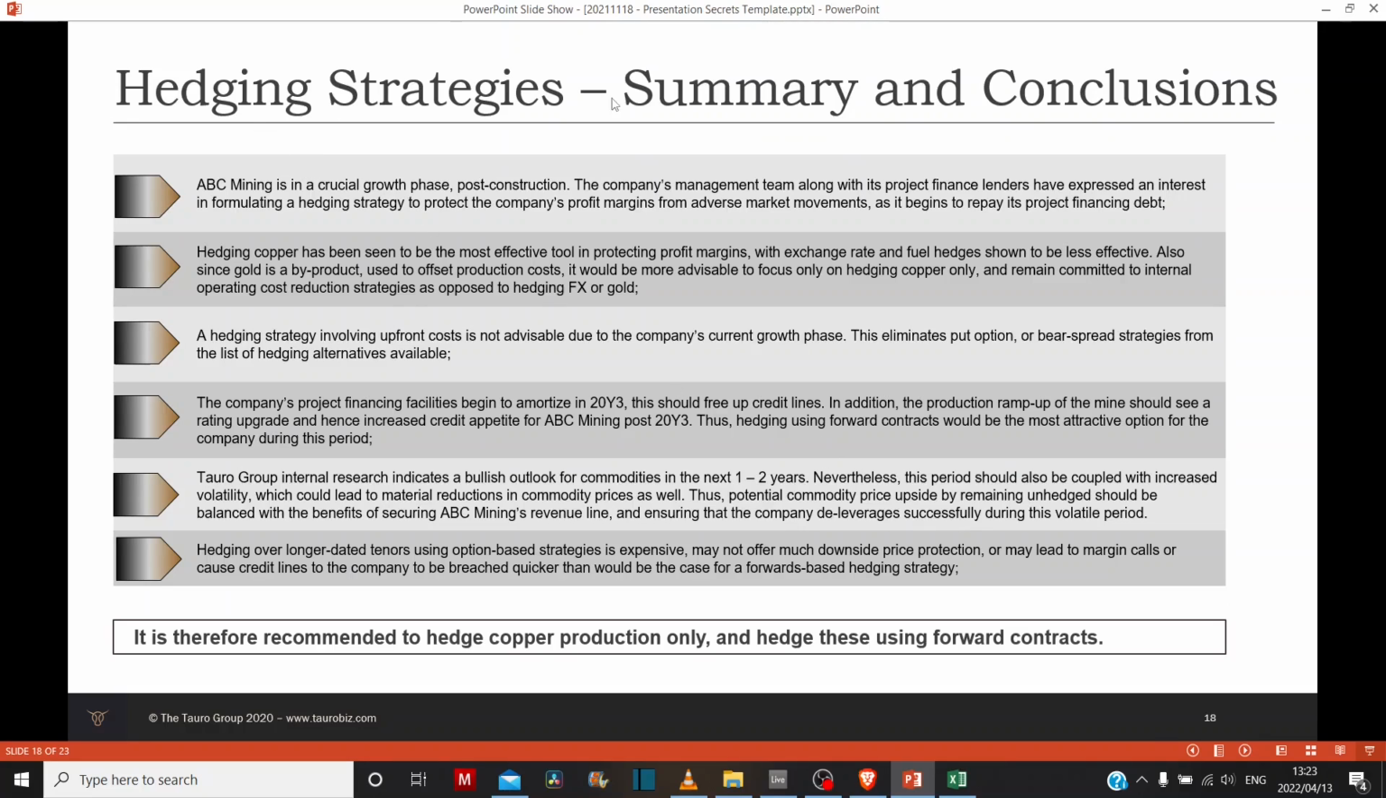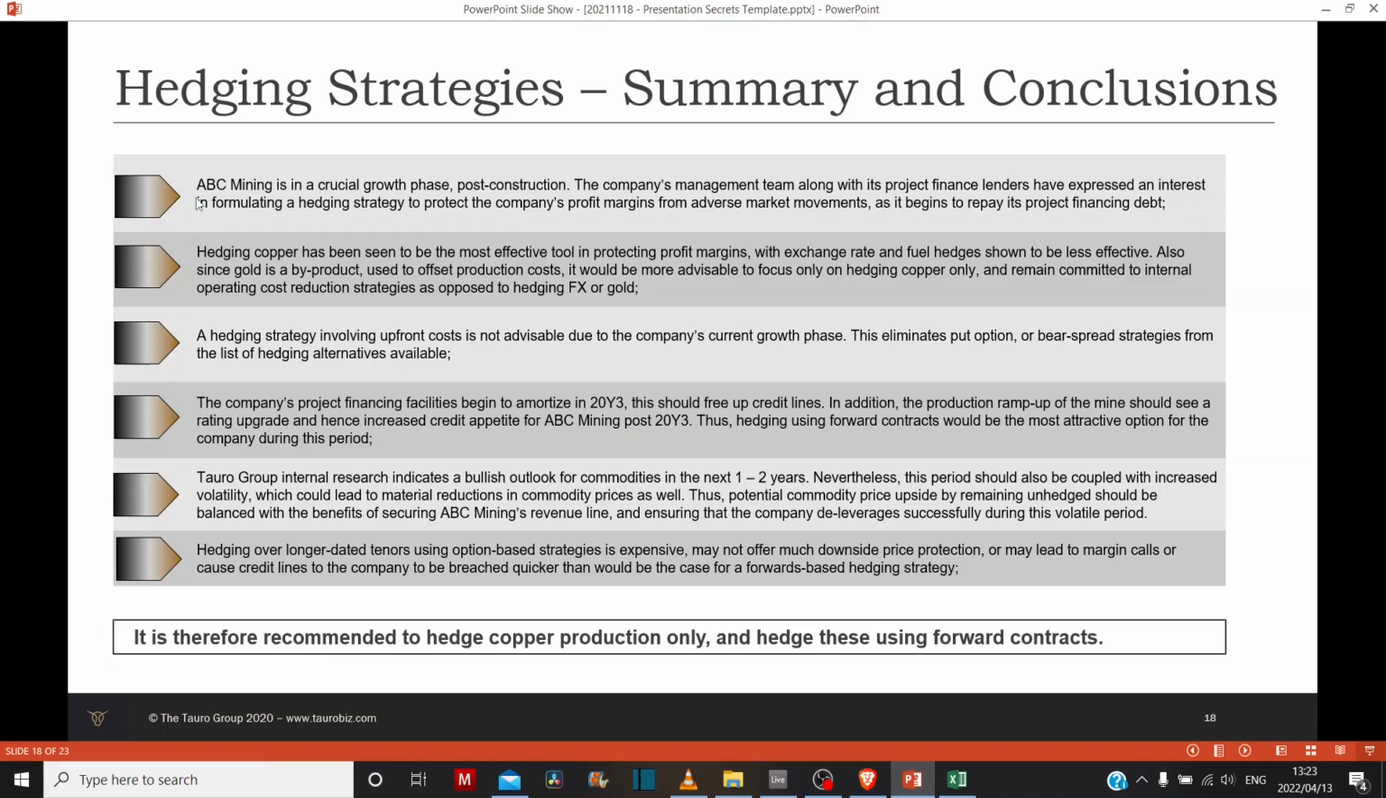So this is what this slide is about. Before we come to our final conclusion, it's recommended to hedge copper production only and hedge using forward contracts. Basically, I summarize everything that the presentation has covered thus far. So this is very important. This is probably the most important slide thus far.